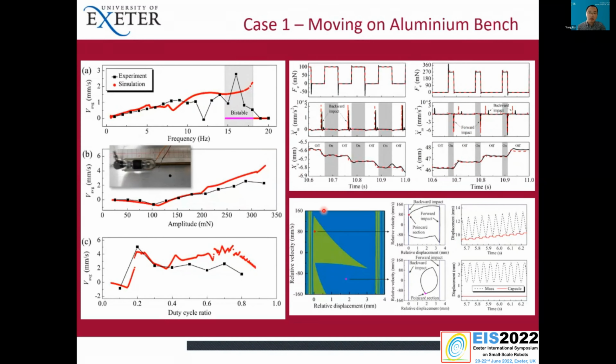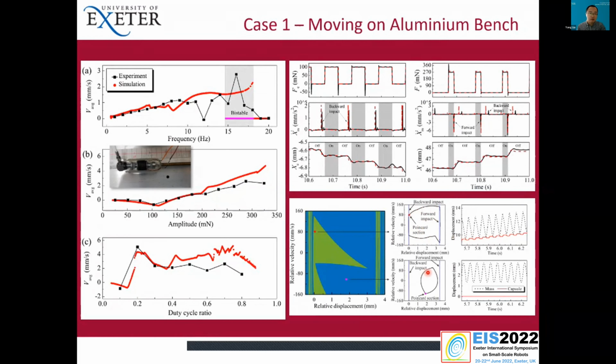One interesting observation is that we observe a bistable state for the system, and we further explored these bistable states. What we found is that there are two states that coexist. If you look at this phase trajectory of the system, this is the forward impact constraint, and this is the backward constraint. We can see the shaft has forward and backward constraint impacts, and then the system moves forward.